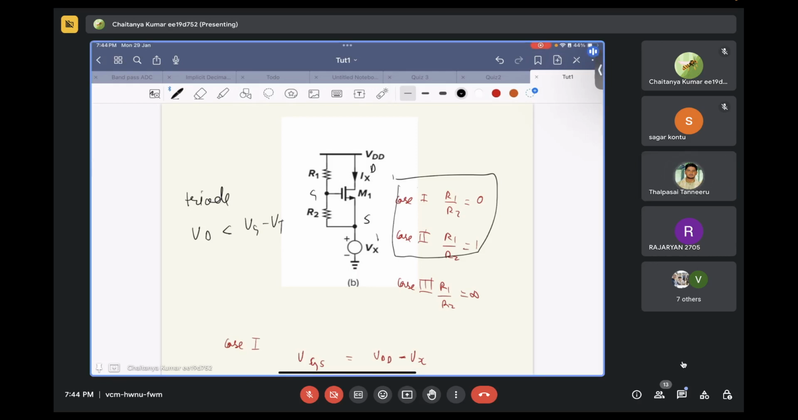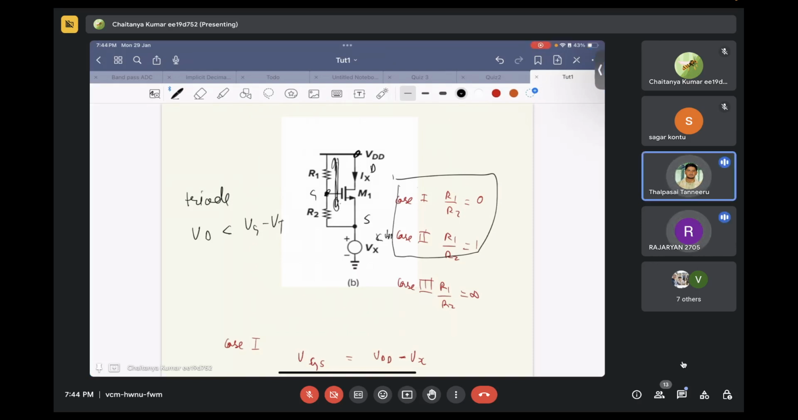Okay. If Vx is less than VDD, in which direction will the current flow in this particular branch? Up or down? It will flow down, sir. It will flow down. Okay. So, will this potential be high or this potential be high?